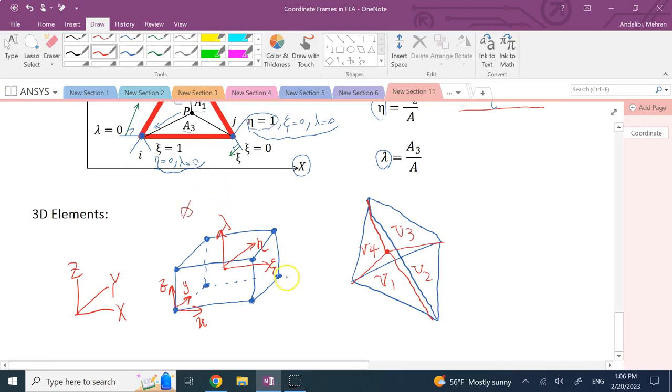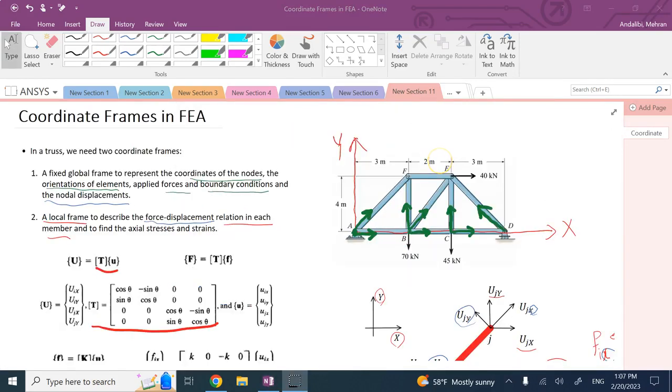Each one of them is going to be one of those ratios of the volumes over the total volume, and the sum of the 4 is again going to be equal to 1. So for this element you need 4 of them, but one of them depends on the other ones.